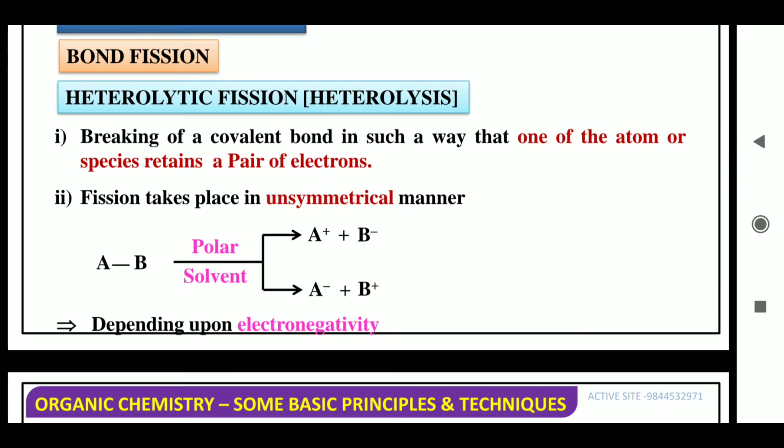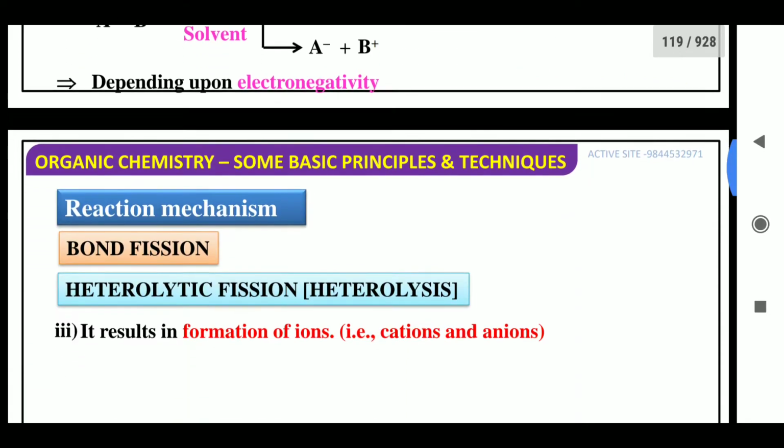Now moving on to the next one, that is heterolytic fission. In heterolytic fission, there is breaking of a covalent bond in such a way that one of the atoms or species retains a pair of electrons. In homolytic it is not like that, but in heterolytic there is formation of ions. Suppose there is a compound AB, it gets split into a cation and an anion in the presence of a polar solvent, and it also depends upon electronegativity.